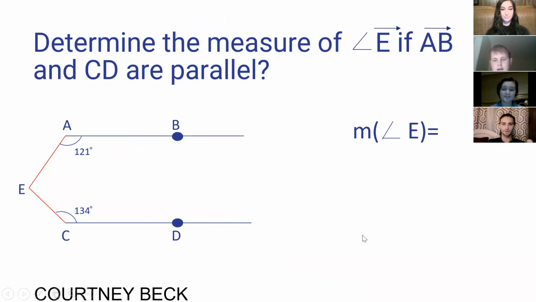Courtney, we're going back to you. How can you determine the measure of angle E if line AB and CD are parallel? First, you'll see that we have two parallel lines, line AB and line CD.